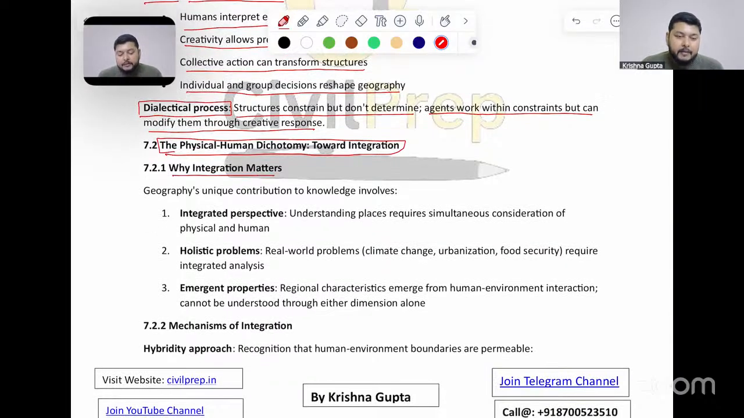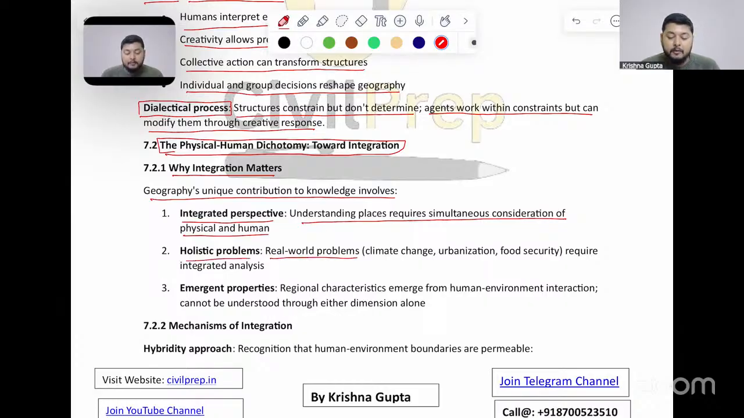Why integration matters here? Geography's unique contribution to knowledge involves the integrated perspective. Understanding place requires simultaneous consideration of the physical and the human. Holistic problems, that is, real world problems like climate change, urbanization, and food security, require integrated analysis. The emergent properties: regional characteristics emerge from the human-environment interaction and cannot be understood through either dimension alone.